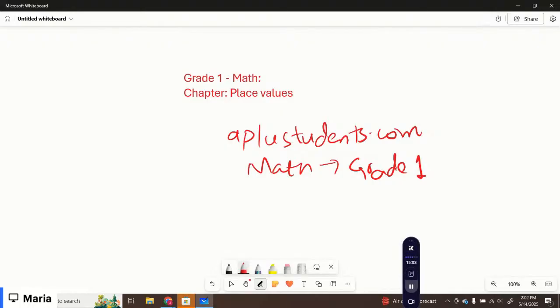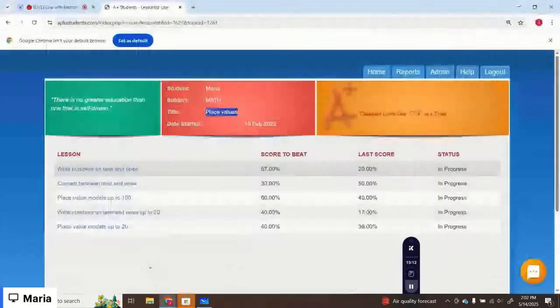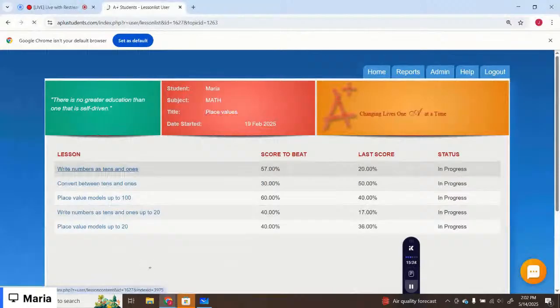Please make sure you have your notebook and pencil so that you can note down the important exam information as well. In Grade 1 Math, the chapter video one right now is place values. Let's start with the first segment, numbers as tens and ones.